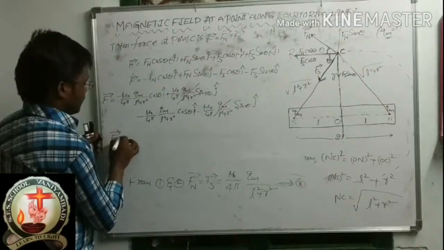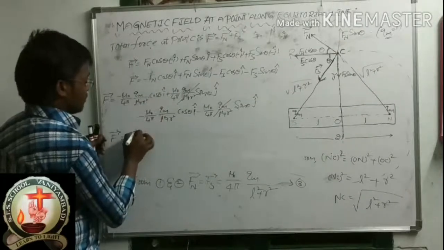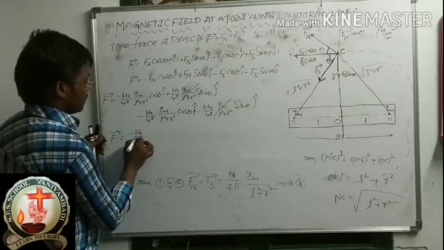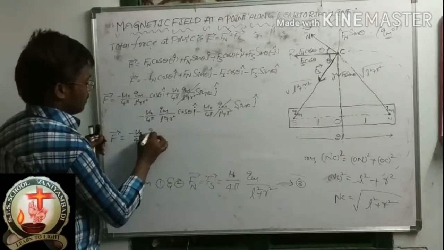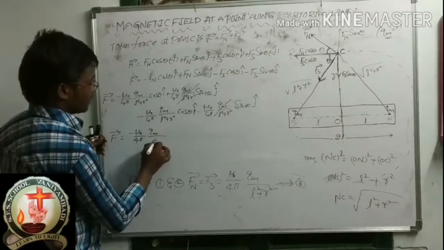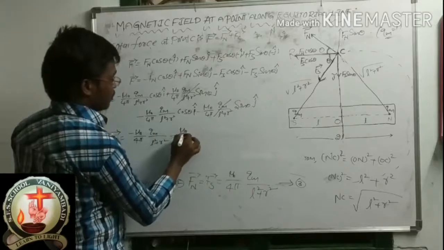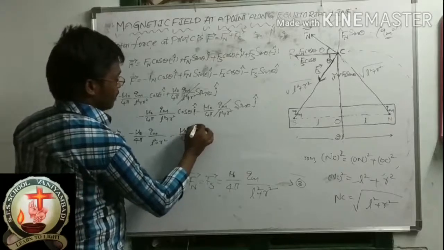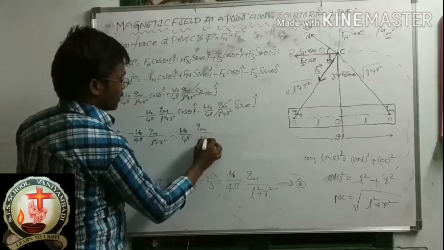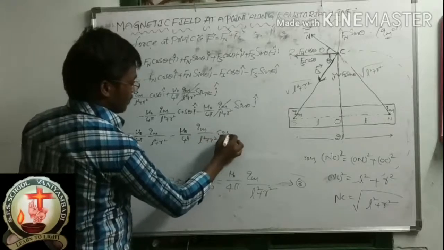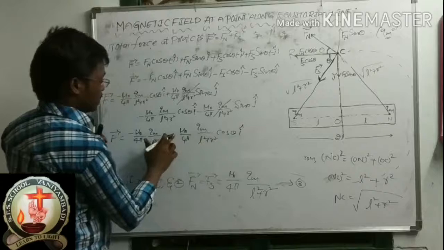So the remaining, F bar is equal to, what is the remaining term? Minus mu naught by 4 pi Qm by L square plus R square, cos theta I cap.